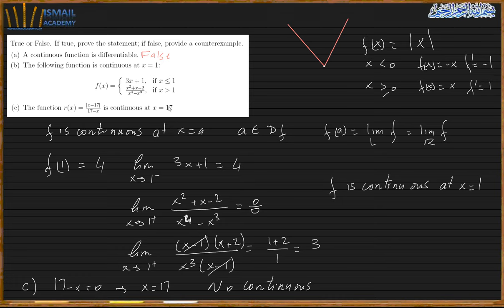So this is false. Oh, this is not continuous. Again, this is not continuous. So it looks like they give us all false statements. All right. Next question.